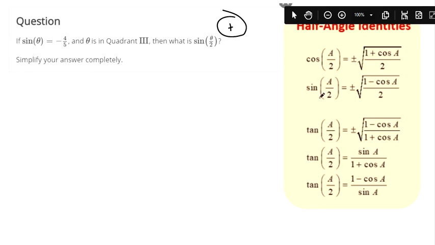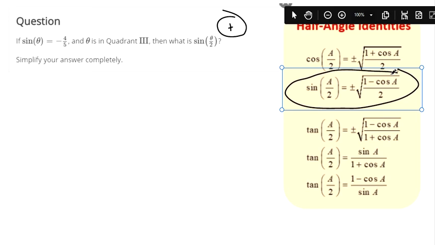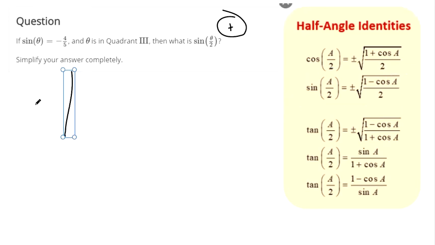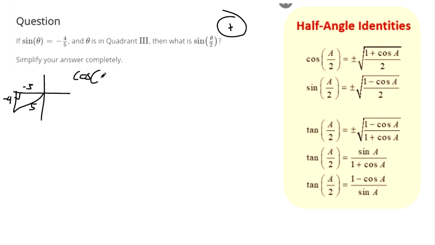Sine of theta equals -4 over 5. So if we're trying to evaluate sine of theta over 2, that means we want this formula. That means we need to know what cosine of theta is. So let's redraw that triangle, maybe a little smaller so I have room to work. 3rd quadrant. Sine is the opposite divided by the hypotenuse. So using a squared plus b squared equals c squared, we get that the adjacent is 3, and it's a negative 3 because we're going backwards on the x-axis. So now we can say cosine of theta is negative 3 over 5, the adjacent over the hypotenuse.